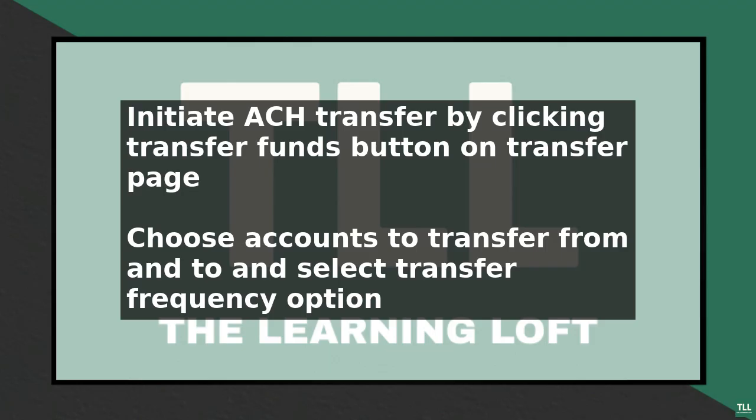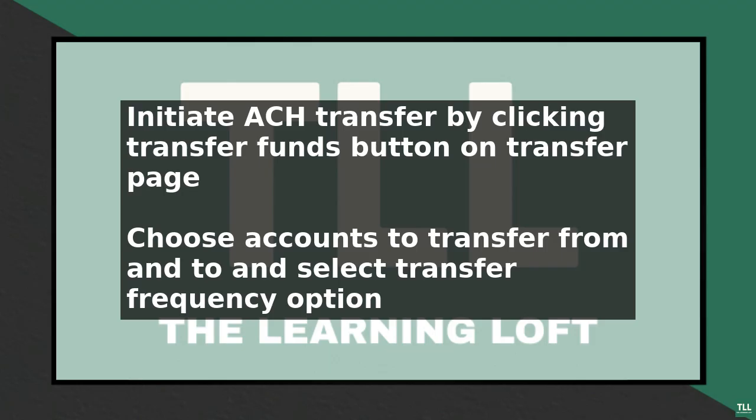Once your bank account is linked, you can initiate an ACH transfer. To do this, go to the transfer page and click on the Transfer Funds button. Select the account you want to transfer funds from and the account you want to transfer funds to. Enter the amount you want to transfer and select the transfer frequency. You can choose to make a one-time transfer or set up recurring transfers.